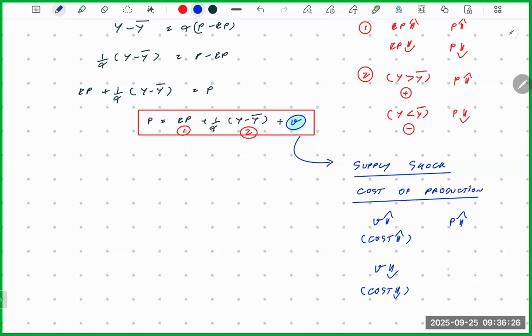We have a negative supply shock. The right hand side goes down, the left hand side goes down too, so the price level goes down. Everything becomes cheaper. Okay, this is the supply shock. We're adding V into the equation.